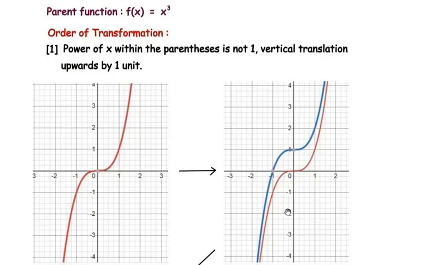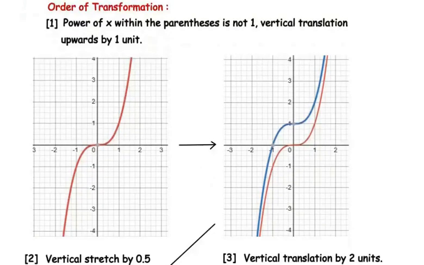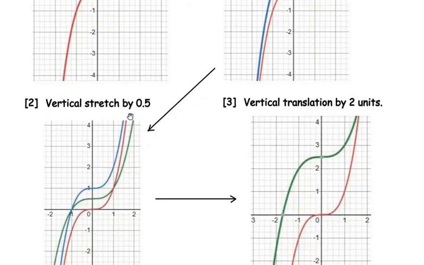Here you can see that we have shifted this parent function, which is in red, upwards by 1 unit. All the points on this graph will be shifted upwards. Now once we have done this, the second step was stretching, and here we can see that there is a vertical stretch of 0.5. So the cubic function is going to be multiplied by 0.5. The x coordinates are not going to get affected, but all the y coordinates of this function are going to get multiplied by 0.5. Here we have shown the vertical stretch by 0.5.